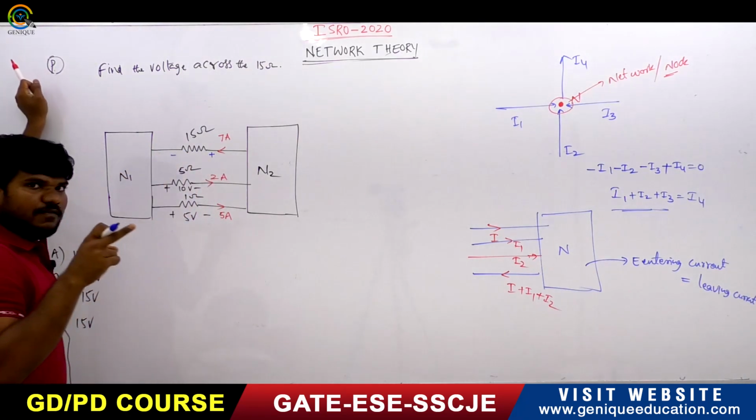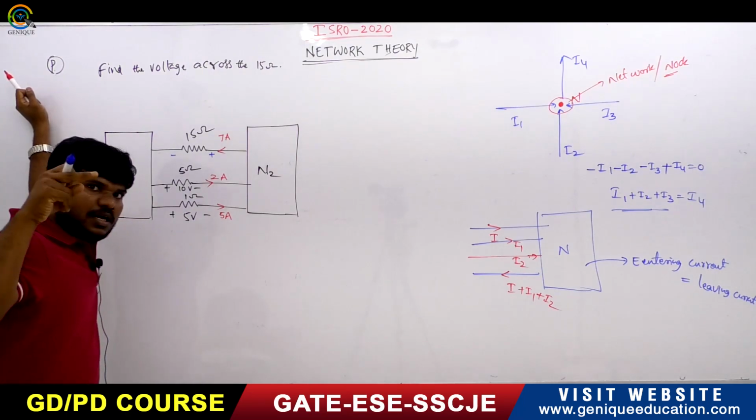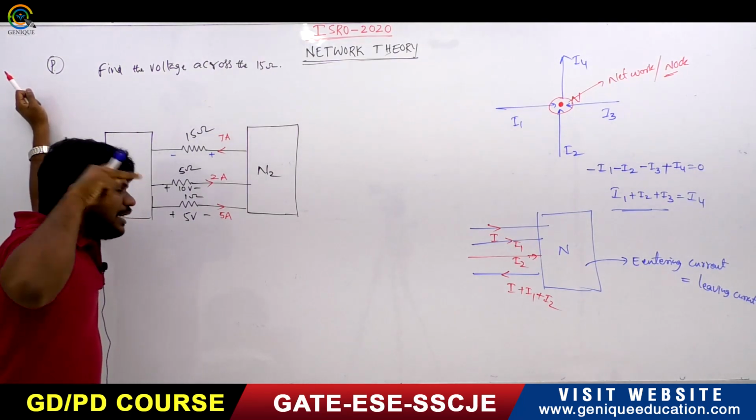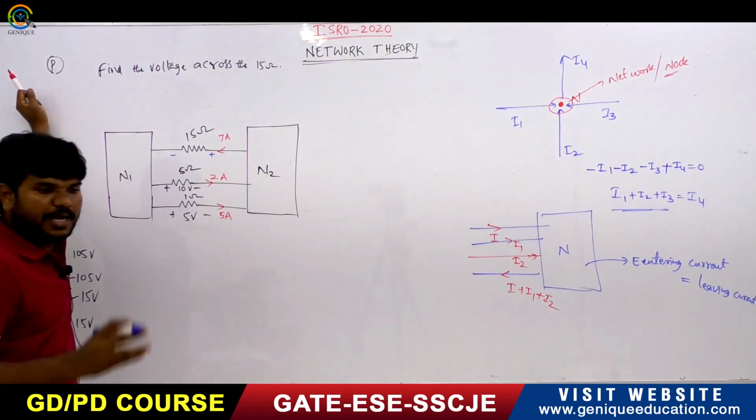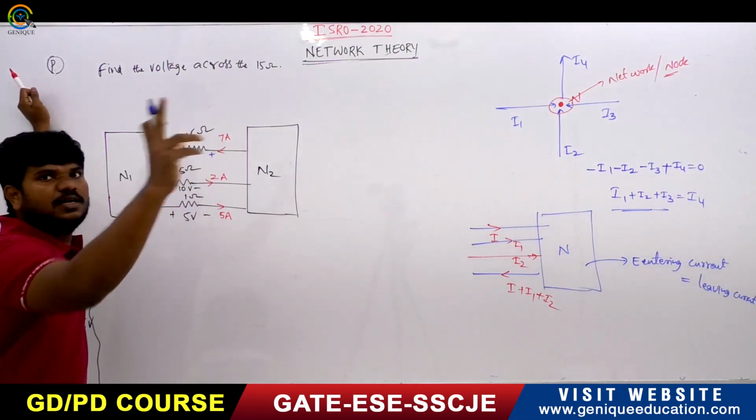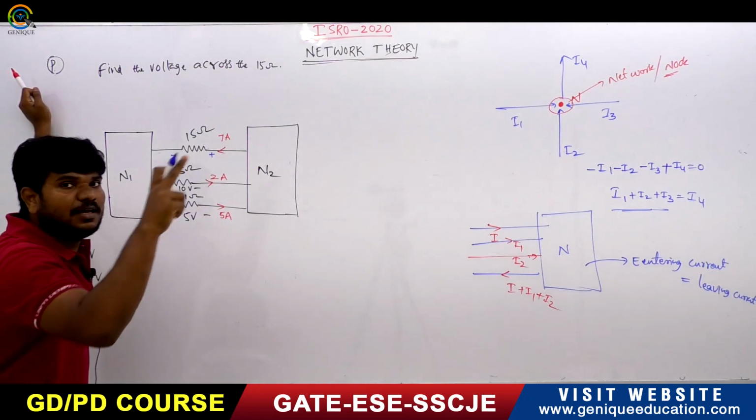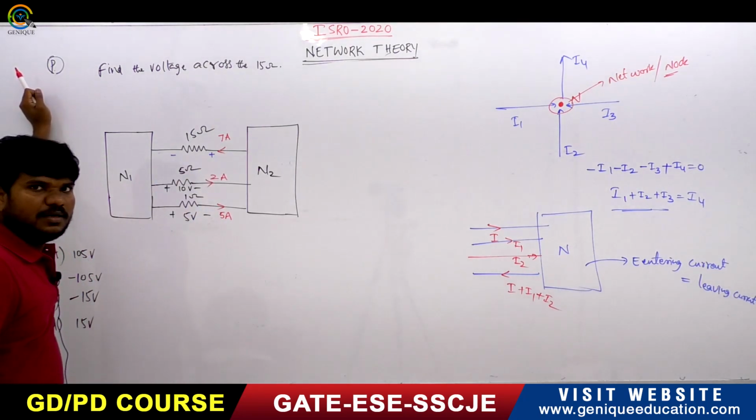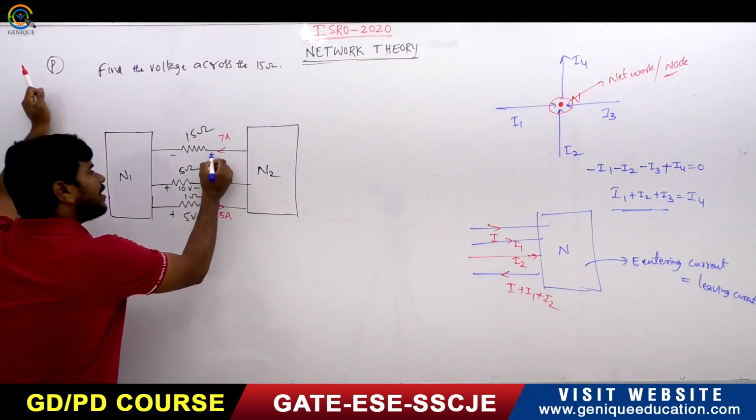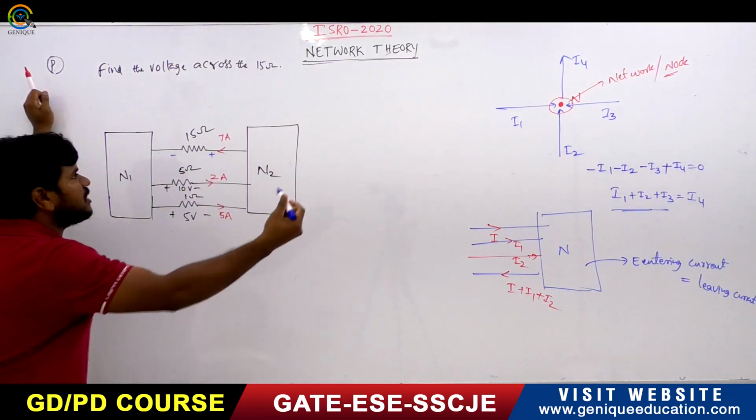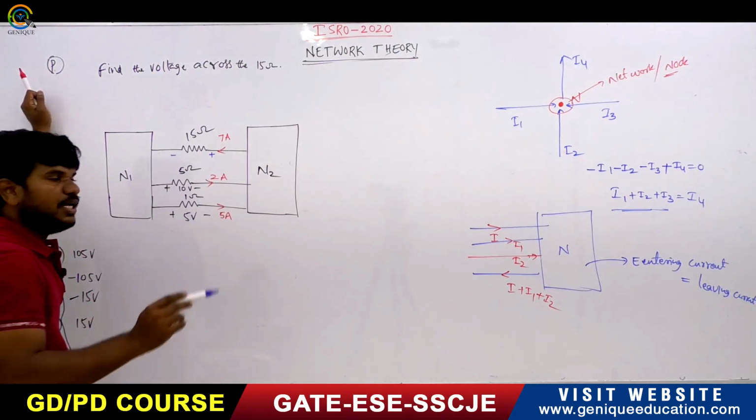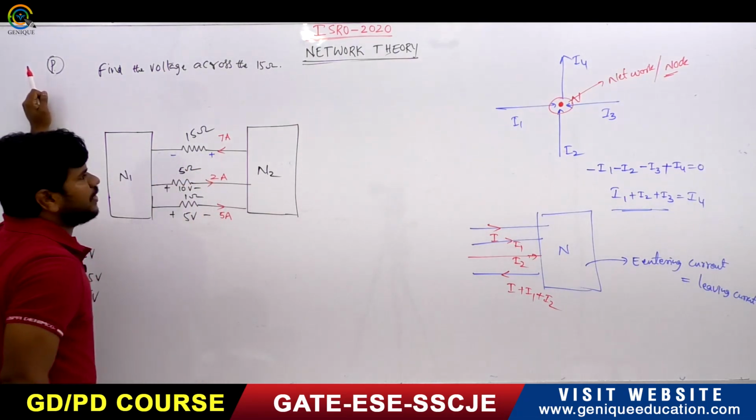minus sign here. The terminal at which the current enters the resistor is the positive terminal, because the resistor is always an absorbing element. So the point at which the current enters the resistor is the positive terminal. This is the negative terminal.